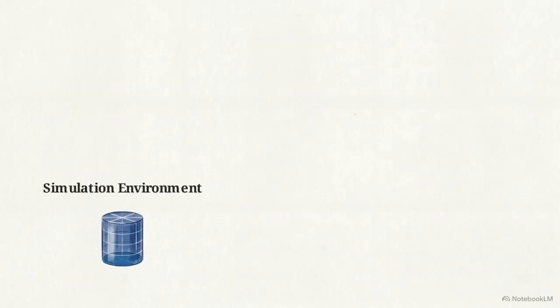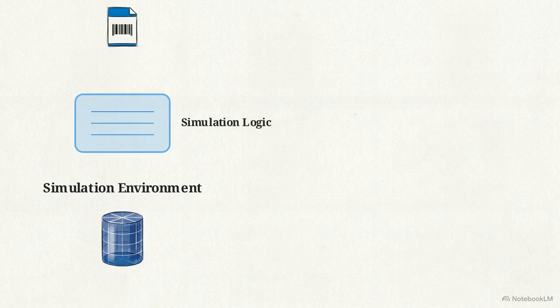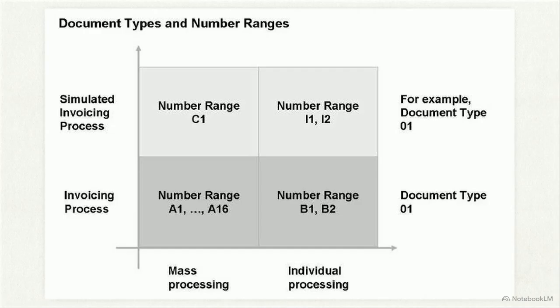Now look at the left side, the simulation run. Instead of writing to the live database, the system generates a simulated invoicing document, categorized as document type Z3. This quadrant grid clearly maps the boundary. There is a hard barrier separating the simulated invoicing process on the top row from the live invoicing process on the bottom. They exist in entirely separate operational tiers.